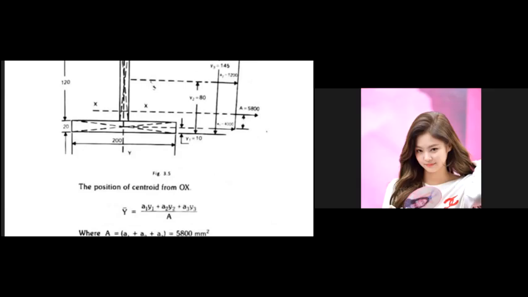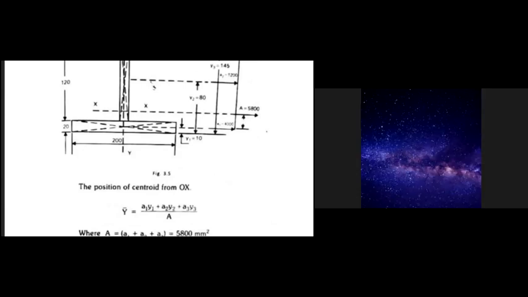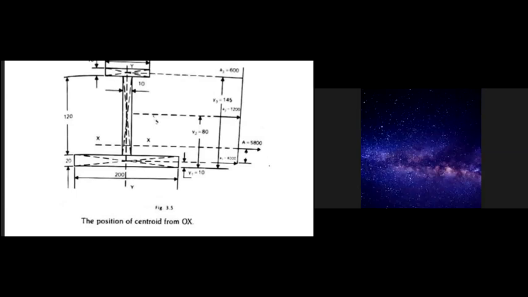So after finding the area of each and every part, for each and every rectangle you have to find the centroid from the bottom base of the I section. So for part 1, Y1 lies at a distance of half of 20, that is 20 by 2. Y1 is equal to 20 by 2.